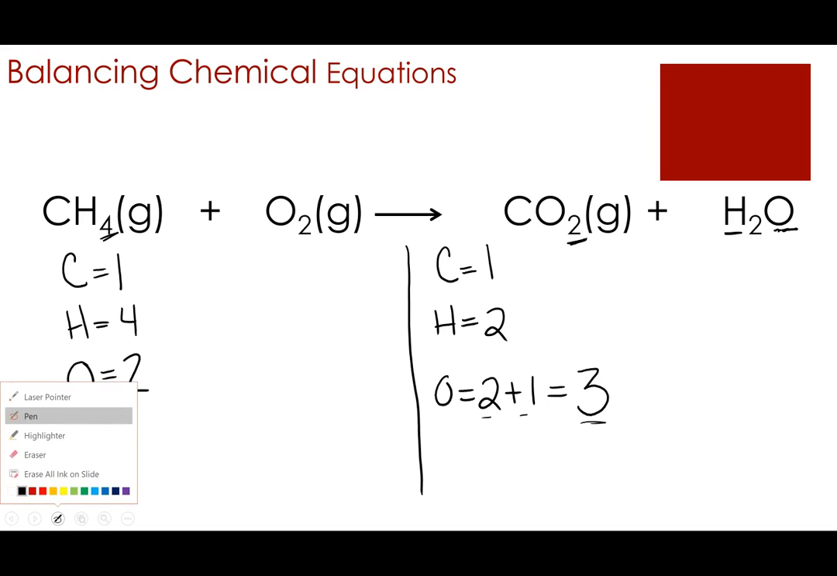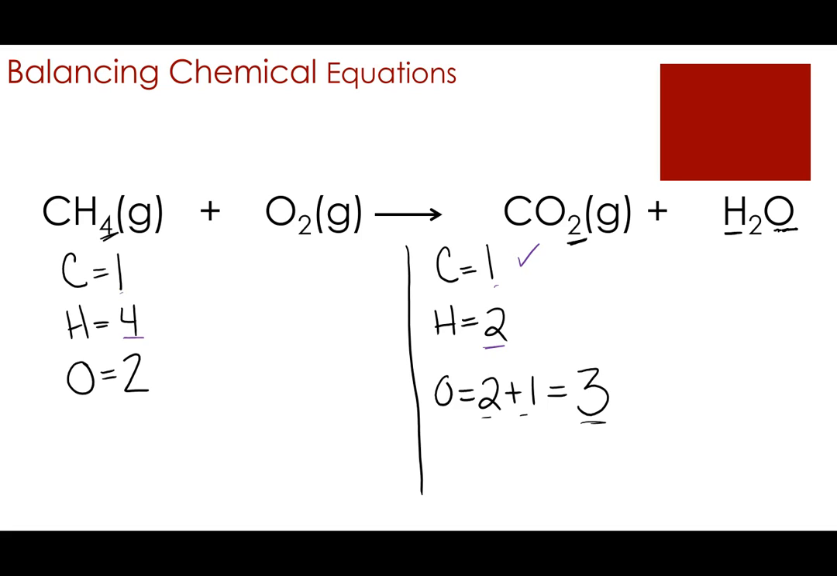At this point, what we're going to do is add coefficients, and that's going to be the way that we predict what we think is happening. So I see 1 carbon, 1 carbon. That looks balanced, so I don't really need to touch that. Over here, I see that I put 4 hydrogens in, and as it's written right now, I only have 2 hydrogens coming out the other side. Well, I know that can't happen.